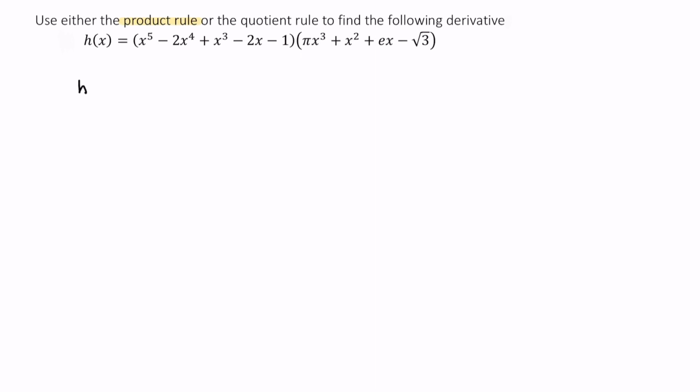All right, so h prime of x, that's equal to the derivative of this first part, and I'll highlight that in green. So the derivative of that first part, that's x to the fifth minus 2x to the fourth plus x cubed minus 2x minus 1. And notice I haven't taken a derivative yet. I'm just going to put a little prime symbol there.